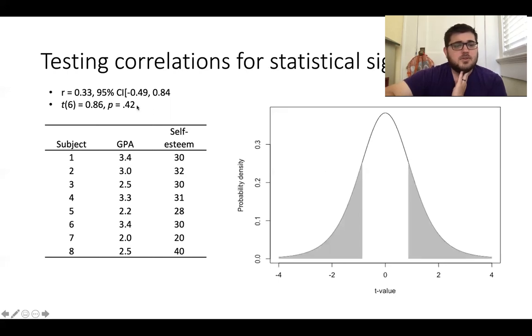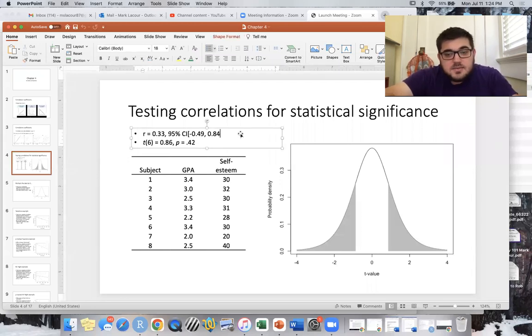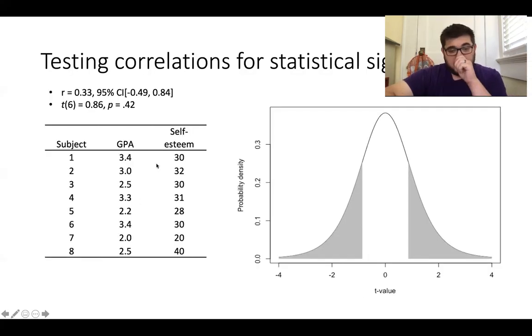Let's take some hypothetical data here. I just noticed there's a mistake. Fix that for future reference. Let's say you have some data here. Self-esteem, this is a made-up self-esteem scale. The lowest score is a 20. The highest score is a 40. That doesn't necessarily mean that whatever this made-up scale is can't go lower than 20 or higher than 40. But let's say you got 8 subjects. Each one gives us a GPA and a self-esteem score.